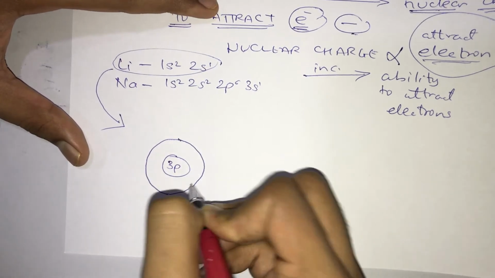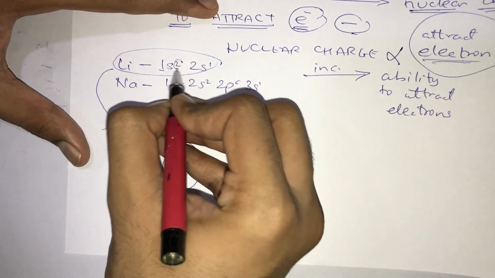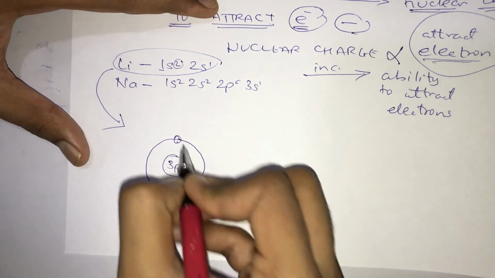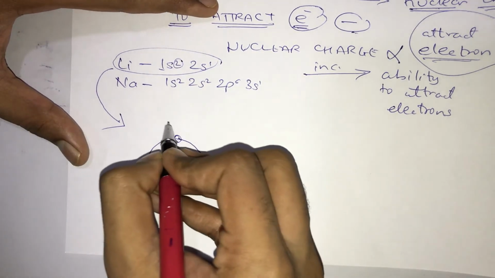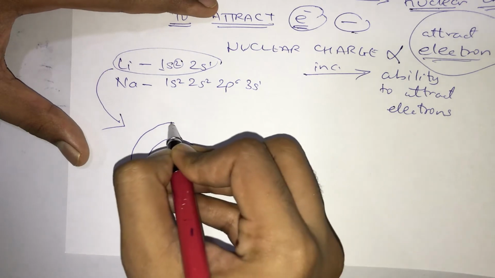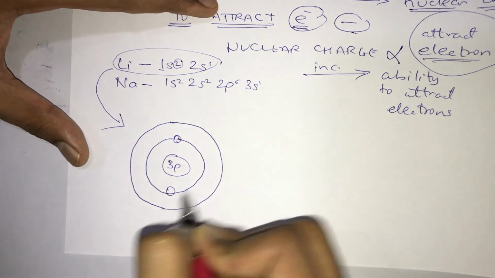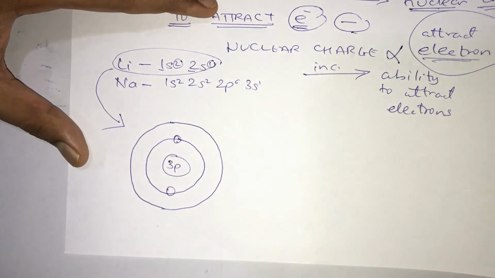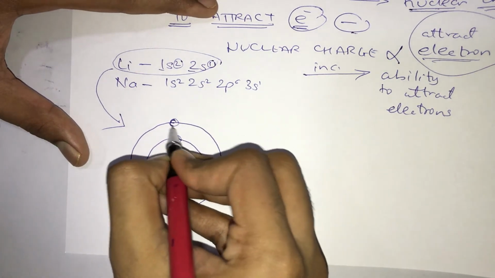Now inside this first energy level there are 2 electrons, so I am going to draw 2 electrons over here. Now in the second energy level, as you can see over here, there is only 1 electron present. Am I right?